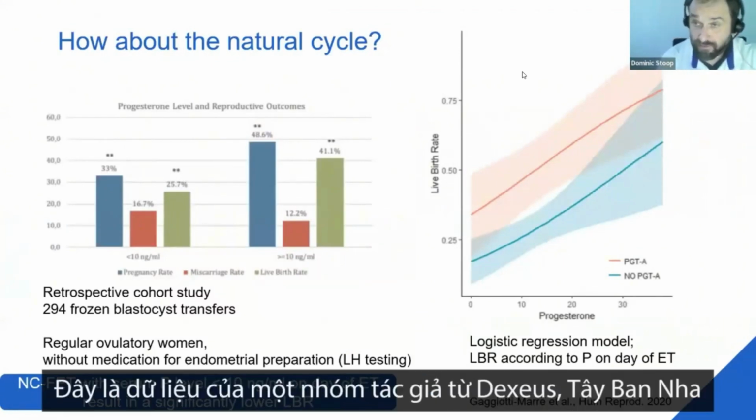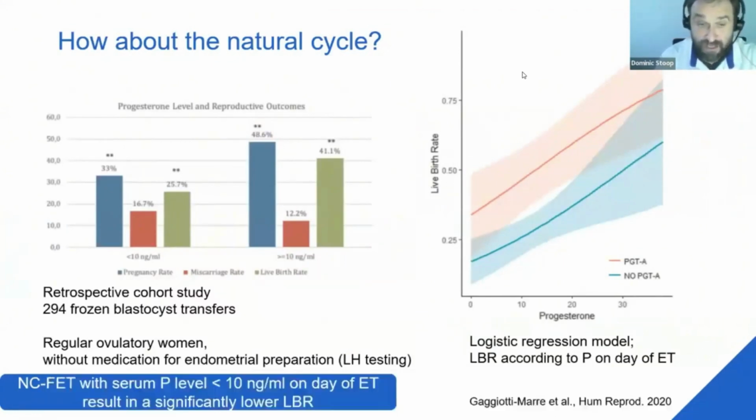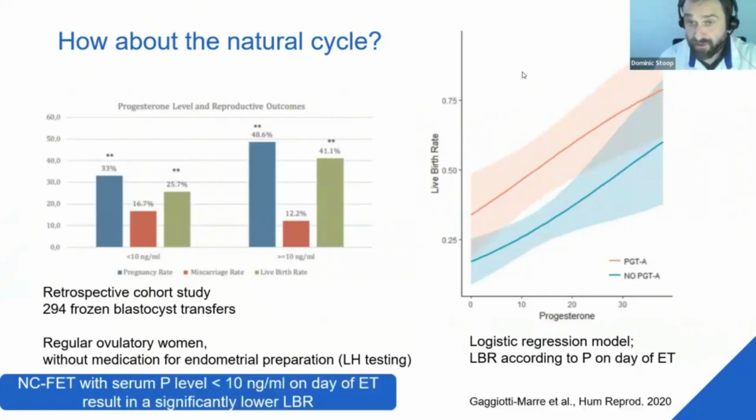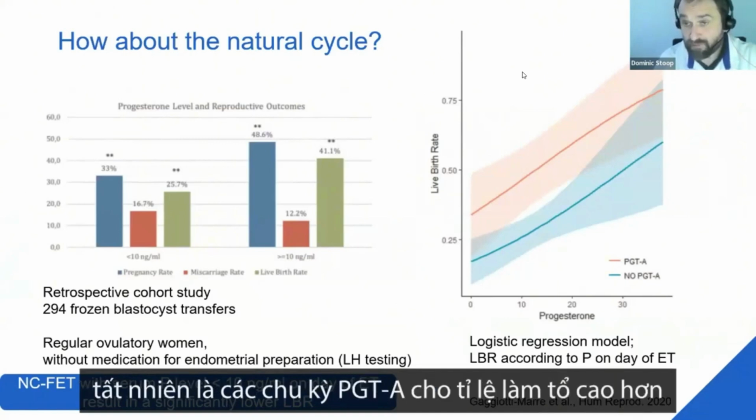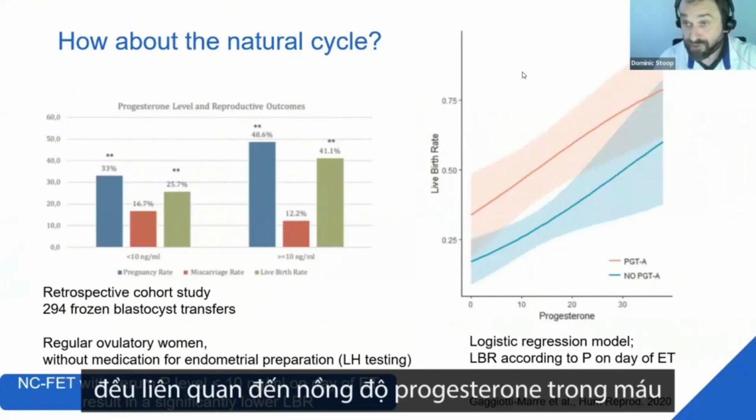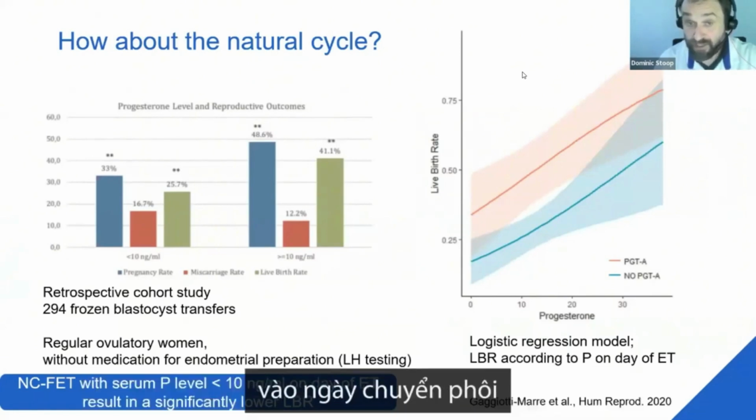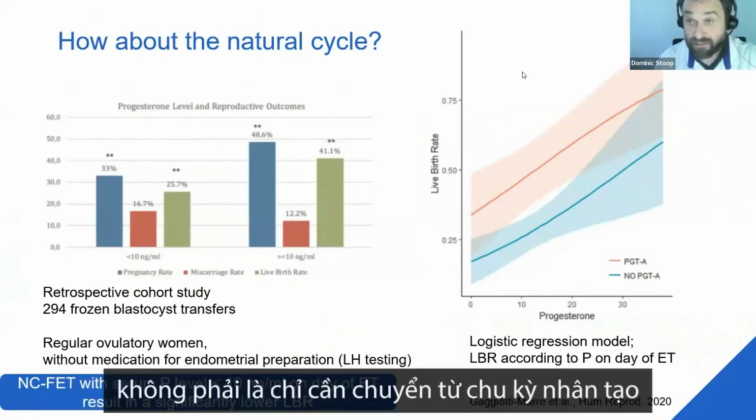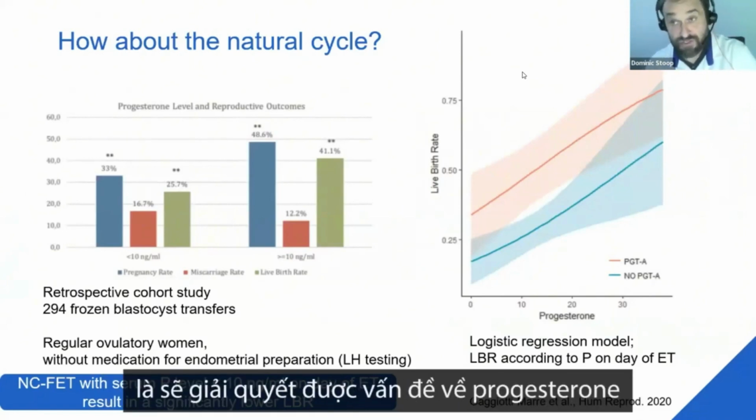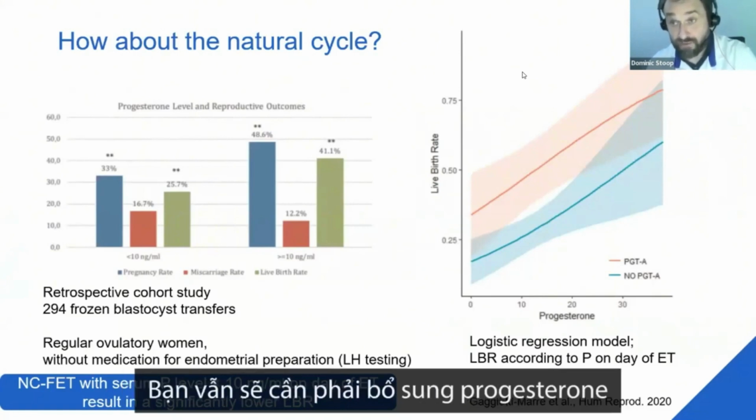This is data from the group of Polis from Dexeus. They looked at PGT-A cycles and non-PGT-A cycles. Of course, PGT-A cycles have higher implantation, but above all, both of these cycles, with or without PGT-A, were related to how much progesterone was measured in the blood on the day of embryo transfer. So basically, this does not mean that just going away from artificial cycles to the natural cycle will solve your progesterone problem. You will still need to supplement with progesterone.